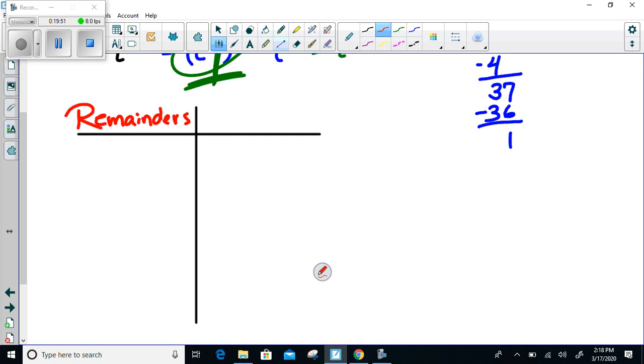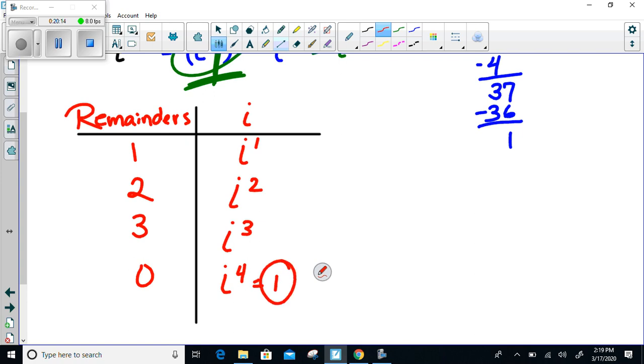So if my remainder is a 1, that means my power of i is i to the first power. If my remainder is 2, that means I've got i squared. If my remainder is 3, that means that it can reduce to i cubed. And if my remainder is 0, that means it's i to the fourth, which just means it's our lucky number 1. All right, so that's how that can work out for you. But again, this is your remainders from doing long division.